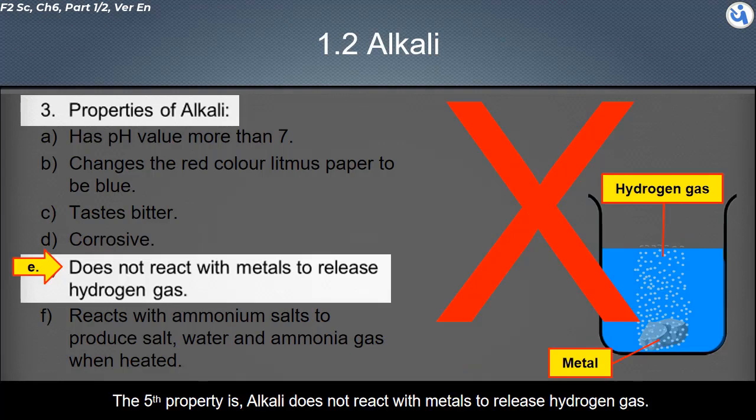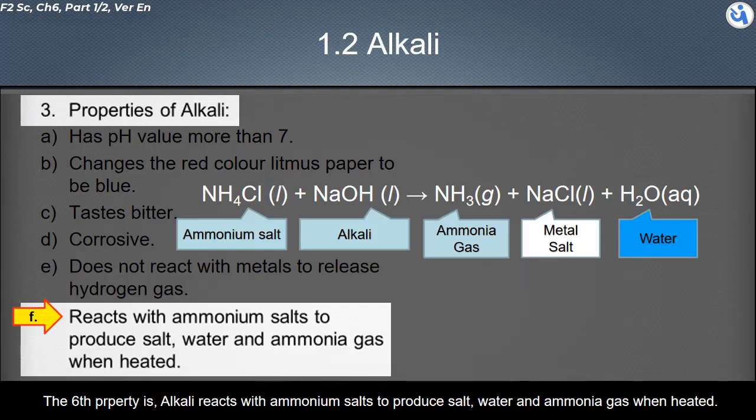The fifth property is, alkali does not react with metals to release hydrogen gas. The sixth property is, alkali reacts with ammonium salts to produce salt, water, and ammonia gas when heated.